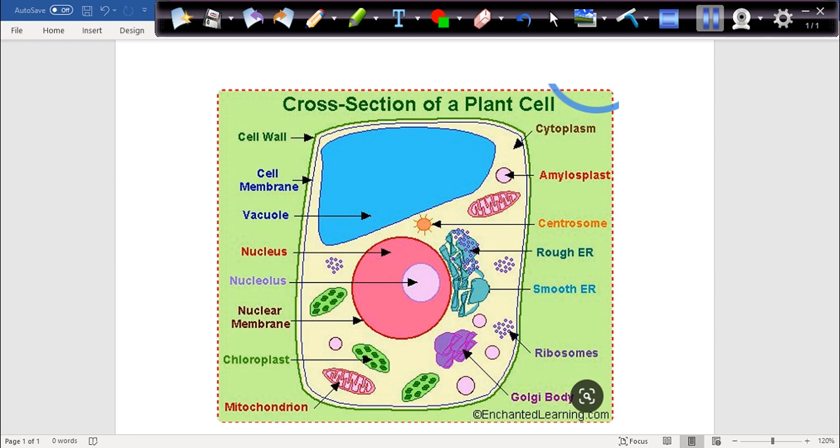And remember one thing that they mentioned in the last sentence: what differs a plant cell from an animal cell? A plant cell has a cell wall, and animal cells do not. Okay, so we're going to stop here. That is the end of this lesson.